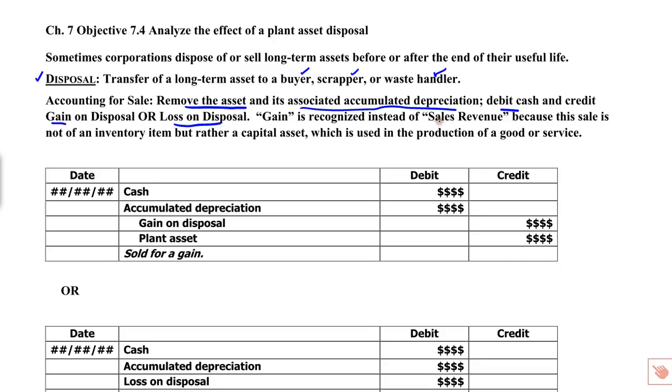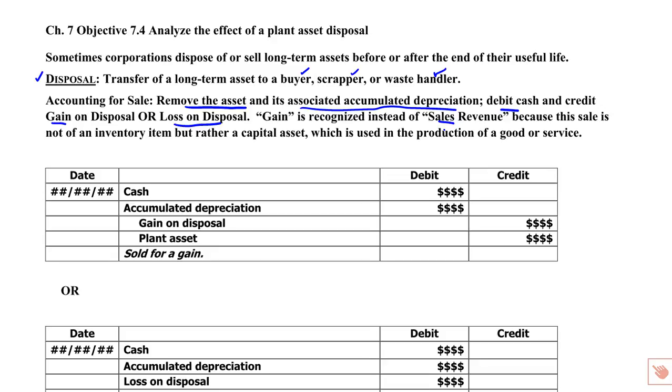We don't call this sales revenue because you're not in the business of selling your long-term assets. If it were an item you're selling out of inventory, then it would be sales revenue. So one company sells a truck. If it's a delivery company, to them it's a long-term asset. If an auto dealer sells a truck, or a truck dealer sells a truck, they're in the business of selling trucks. It's inventory. So that's how we classify the difference between gain and revenue.